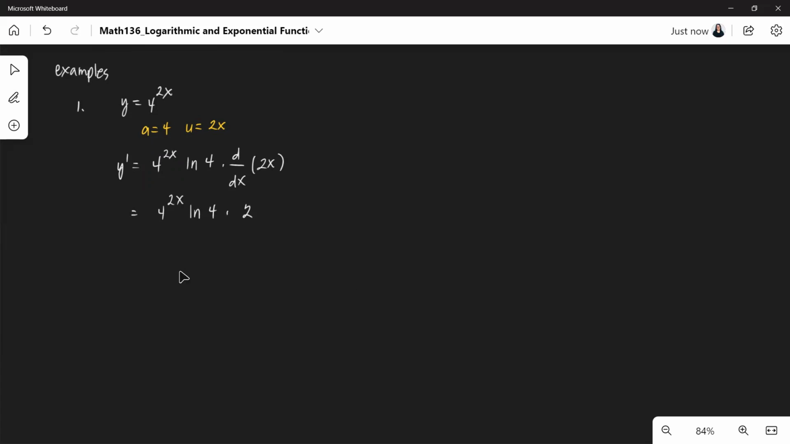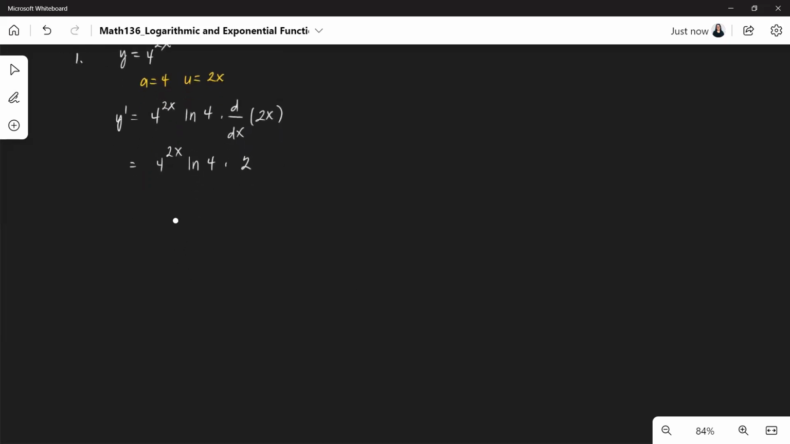Okay, take note that we cannot multiply 4 raised to the power of 2x and ln of 4 because it's an exponential function. Okay, so we can, however, multiply this constant 2 and ln of 4. So it's 2 times ln of 4, or using one of the properties of logarithm. Okay, if you can look at your list of formulas. I'm not sure of the letters used in the list of formulas, but it's basically a constant multiplied by log of any number.